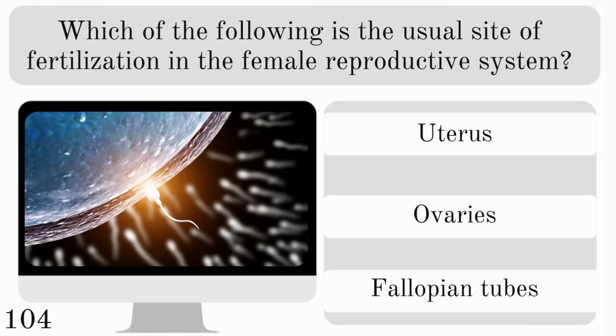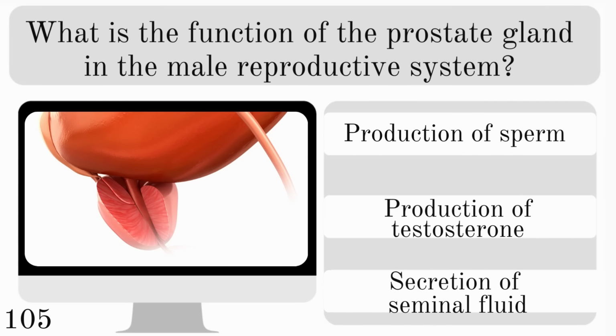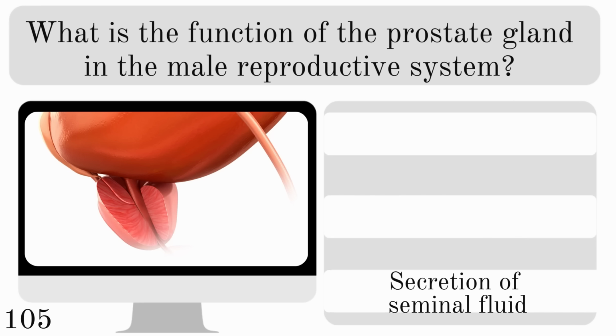Which of the following is the usual site of fertilization in the female reproductive system? The uterus, ovaries, or fallopian tubes? And the answer, the fallopian tubes. What is the function of the prostate gland in the male reproductive system? The production of sperm, testosterone, or the secretion of seminal fluid? And it is the secretion of seminal fluid.